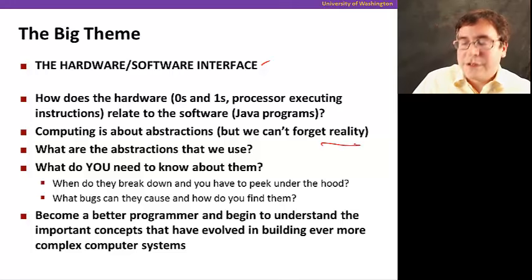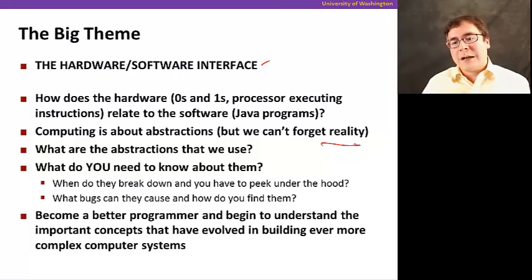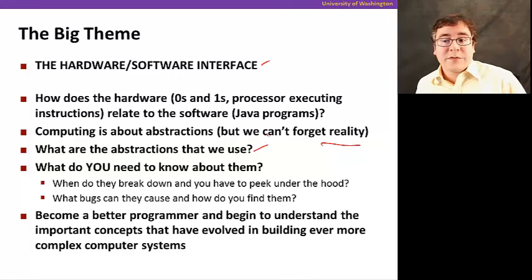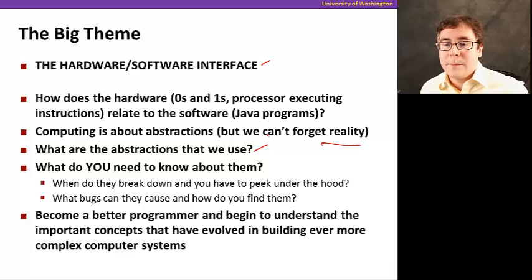But we can't really forget reality. The goal of an abstraction is to abstract reality and make it simpler to think about. But we don't want to completely ignore reality because that leads to inefficiencies and other problems. So we're also going to talk about what the abstractions are that we use and what you need to know about them.